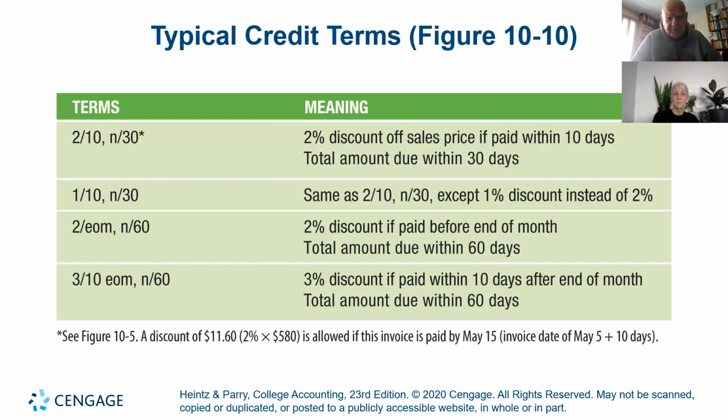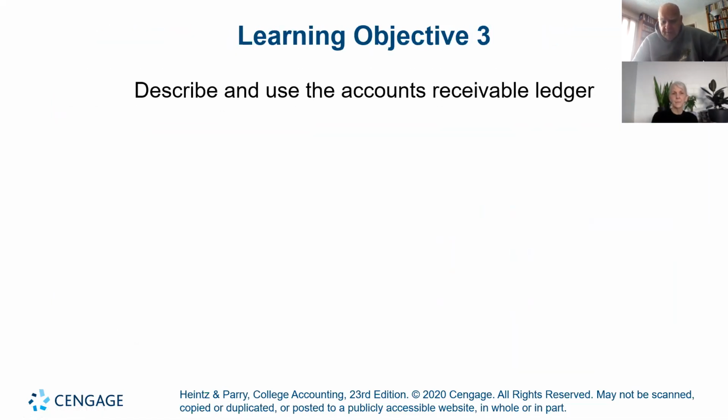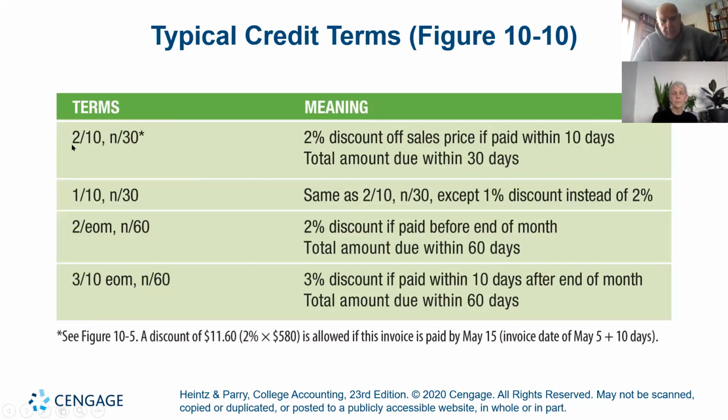Okay, here the example is 2% 10 net 30. What that means, everybody, is you get a 2% discount if you pay within 10 days of getting your invoice. If you don't pay within 10 days, you have to pay the whole amount, the net amount, in 30 days. And that's read as 2/10 net 30: 2% discount off sales price if you pay in 10 days. Otherwise, the total amount is due. And you could have 1% 10, which you just said you had, right, Lori? 1% 10 net 30. This one here is called 2% end of month, where you pay the whole bit in 60 days. You can have different things here.